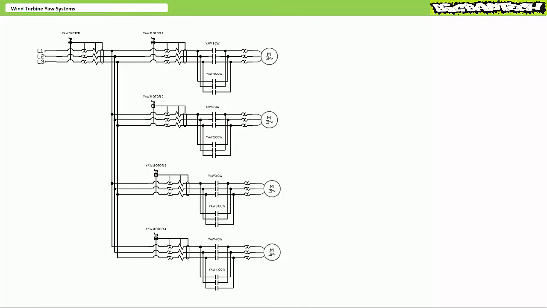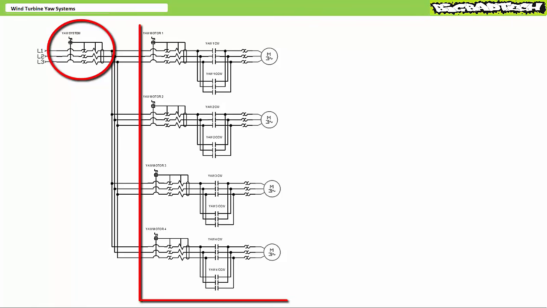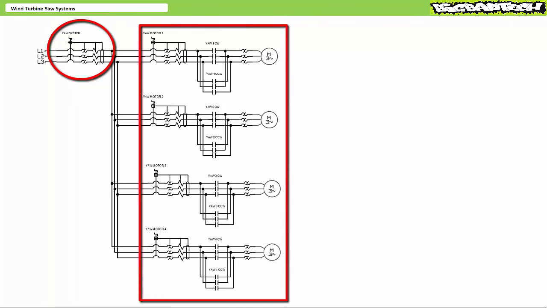Often yaw systems use more than one motor, where the number of motors is reflective of a given turbine's mass and the size of the motors employed. You might expect anywhere from 4 to 8 yaw motors on a modern industrial wind turbine. The primary schematic shows one manual motor starter, feeding 4 separate circuits, one for each motor, that are essentially duplicates of one another.